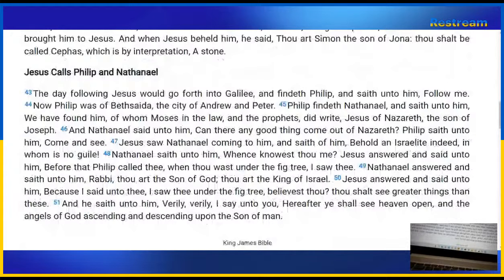And Nathanael said unto him, Can there any good thing come out of Nazareth? Philip saith unto him, Come and see. Jesus saw Nathanael coming to him, and saith of him, Behold an Israelite, indeed, in whom there is no guile. Nathanael saith unto him, Whence knowest thou me? Jesus answered and said unto him, Before that Philip called thee, when thou wast under the fig tree, I saw thee. Nathanael answered and saith unto him, Rabbi, thou art the Son of God, thou art the King of Israel.